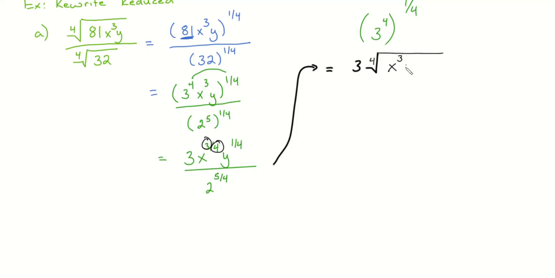So let's just shove them together then, because I know that they can split up anyway. So there's y to the 1 if you want to write it. Downstairs, is there a better way to write this? So I know it's going to be a fourth root of something.